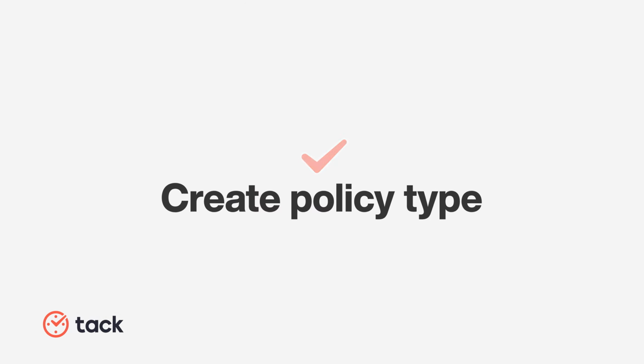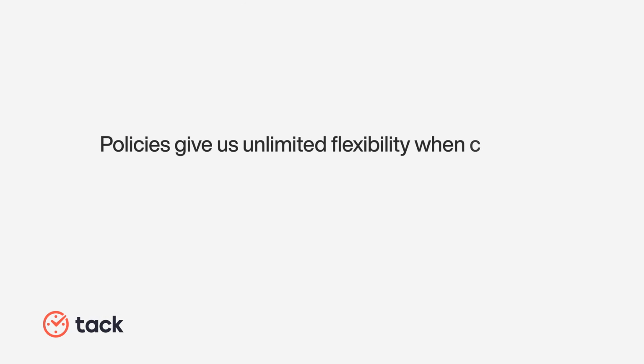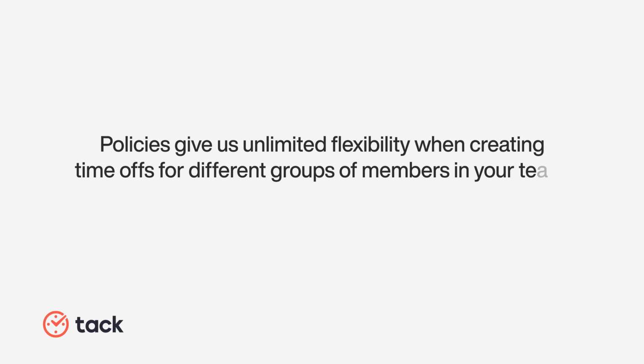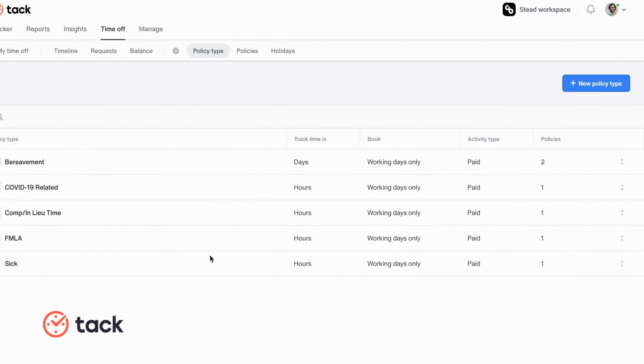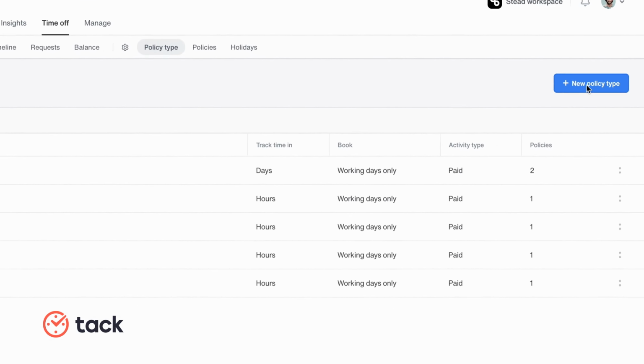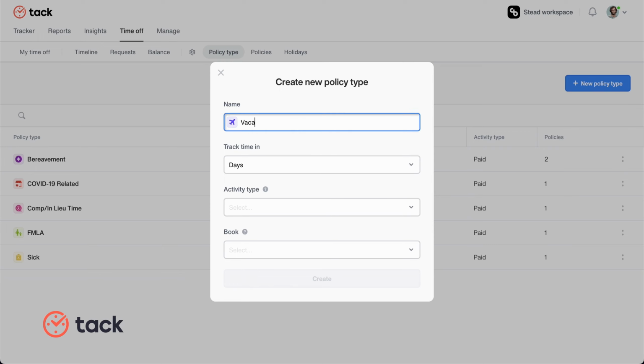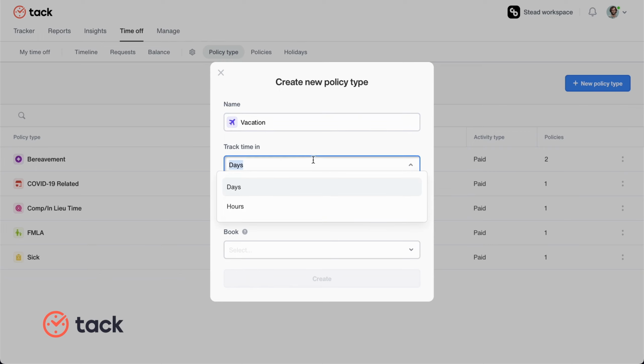Create policy type. Policies give us unlimited flexibility when creating time offs for different groups of members in your team. Time off conditions for certain team members can be made to be different from others. Let's set up a policy type. We'll name it vacation. For this policy, people can request and receive time off in days. If your team receives time off based on hours, you can select hours.